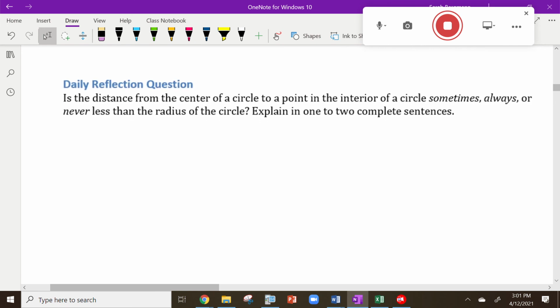All right, finally, I want you to think about this question. Is the distance from the center of a circle to a point in the interior of a circle sometimes, always, or never less than the radius of the circle? Please explain your answer in 1 to 2 complete sentences.